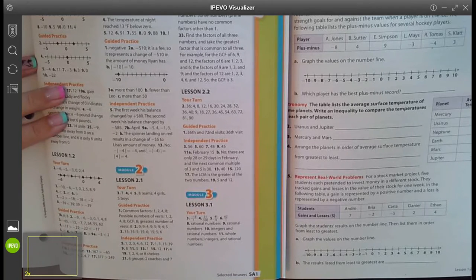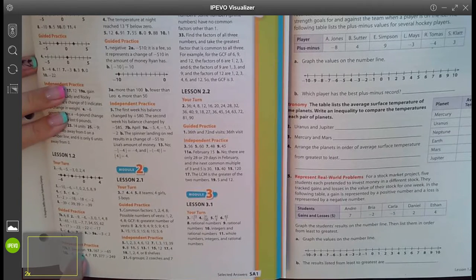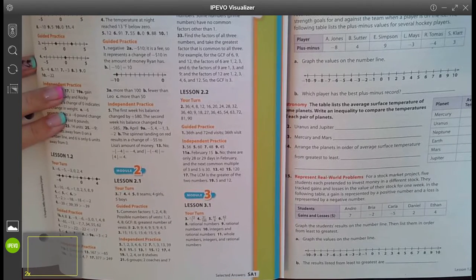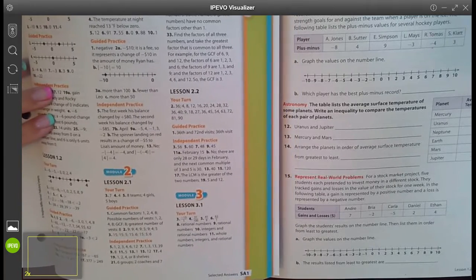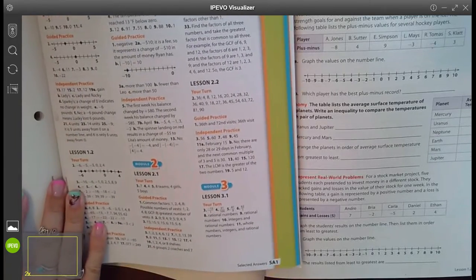Only star or cross off the ones that were provided. Sometimes they give you all the answers for guided practice, but not even all of them sometimes, and they usually only do odds for independent. So you're going to use this to check your answers, and again, just star the ones that they give you. We'll show you all the answers when you come in class tomorrow. Hopefully now you understand your textbook a little bit better.